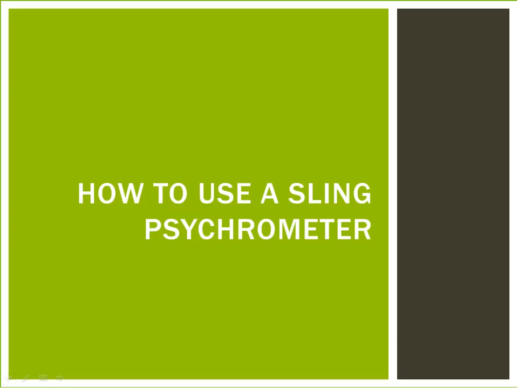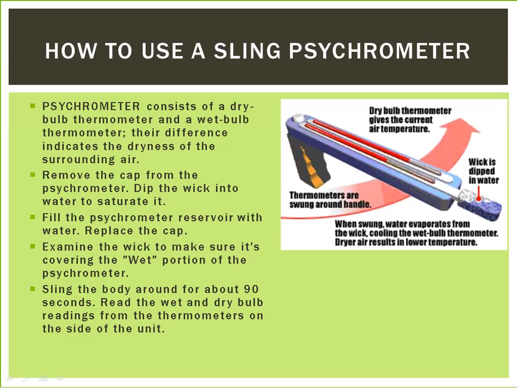The first area of knowledge to understand is how to use a sling psychrometer. A psychrometer is a device used to measure humidity. It consists of a dry bulb thermometer and a wet bulb thermometer. Their difference indicates the dryness of the surrounding air.